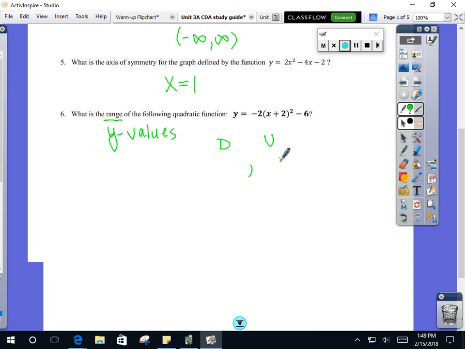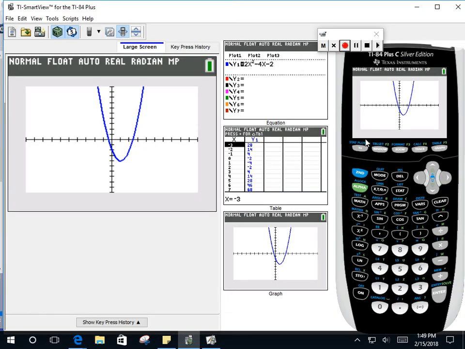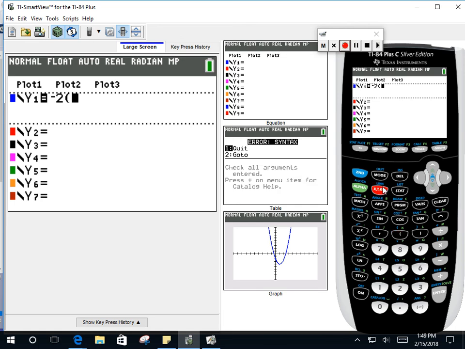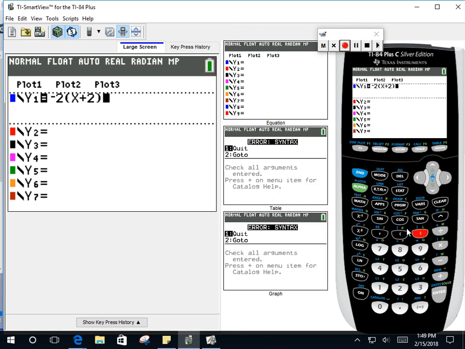Some of you don't have to graph it. Some of you know that this shifts left 2, down 6, and then it opens down. You can visualize the graph because you know all the rules, but not everybody can. So you can graph it. y equals -2(x + 2)² - 6.